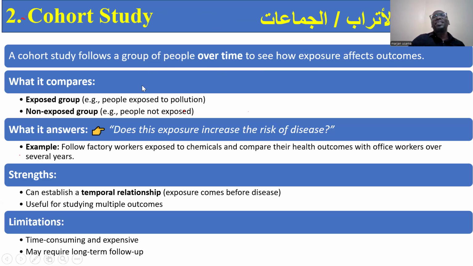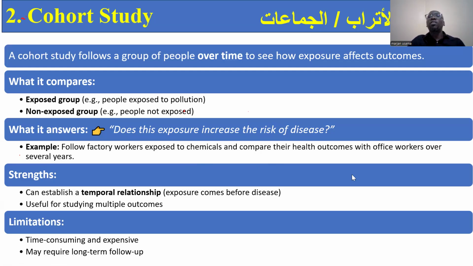So it compares an exposed group and a non-exposed group. It basically compares two groups of people. There are people exposed to pollution, and then there are some people who are not exposed to pollution. So it basically answers this question: does this exposure increase the risk of a disease? So for example, follow factory workers exposed to chemicals and compare their health outcomes with office workers over several years.